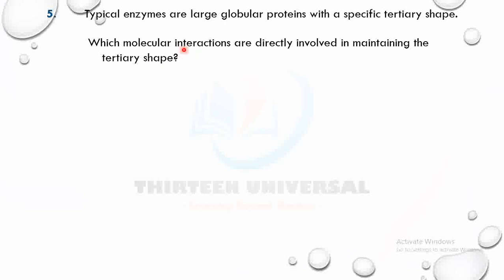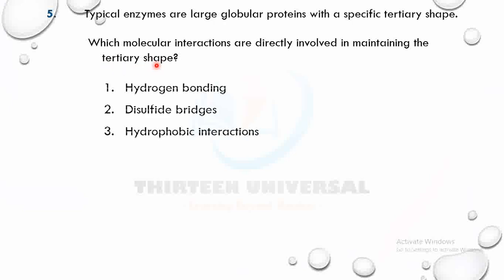Which molecular interactions are directly involved in maintaining the tertiary shape? Okay, let's find out. These are key things you have to look at. You can see them: hydrogen bonding, disulfide bridges, hydrophobic interactions. So which one do you suggest, recommend? Pause the video and try it.